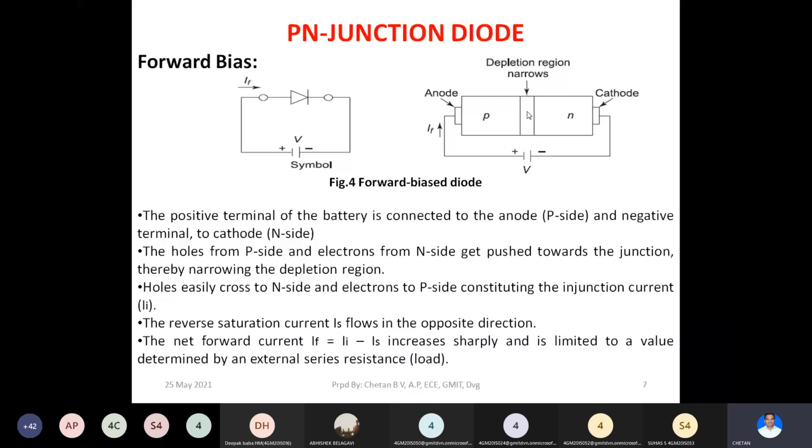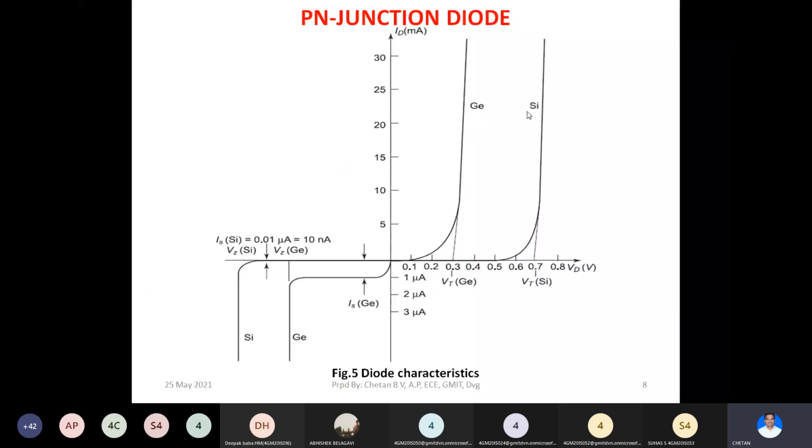Later on, we have studied the characteristics of this diode in both forward biased mode as well as reverse biased mode. In this graph, the first quadrant is the VI characteristics of the diode in forward biased mode. The third quadrant is the reverse bias characteristic of this PN junction diode. Later on, we have studied the two ways in which breakdown occurs.